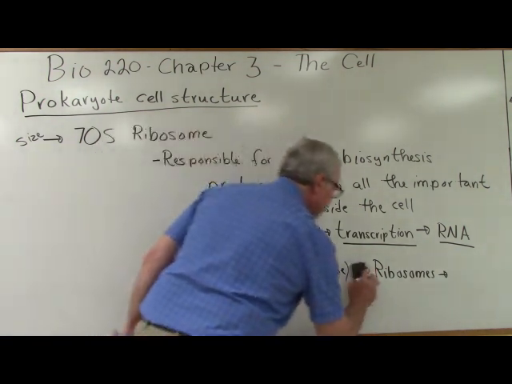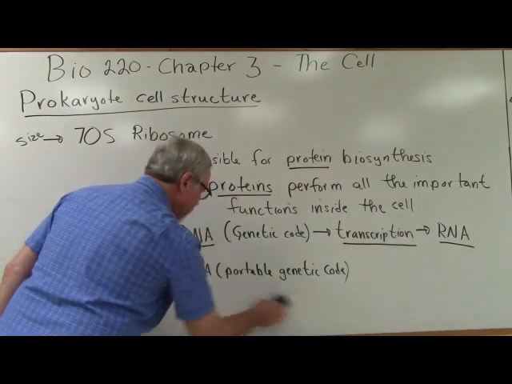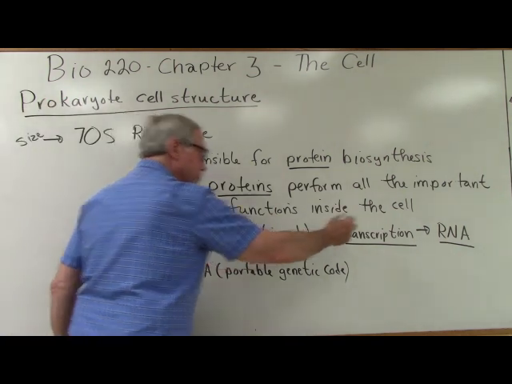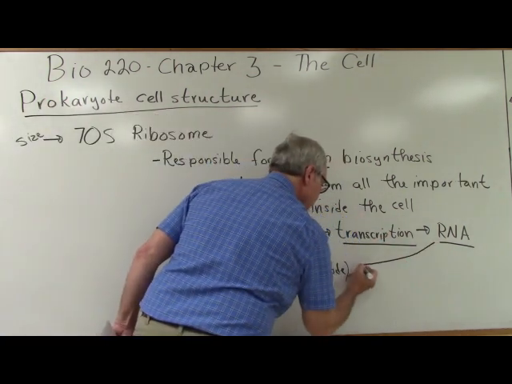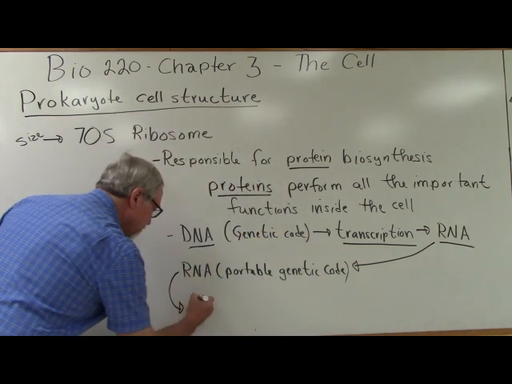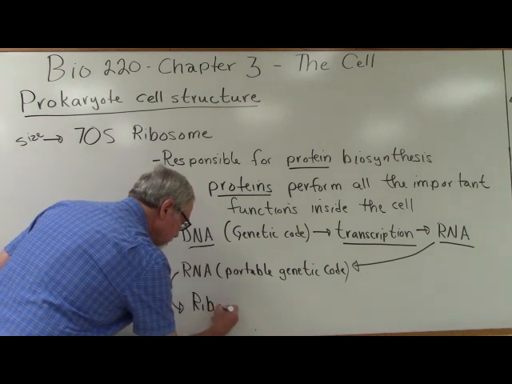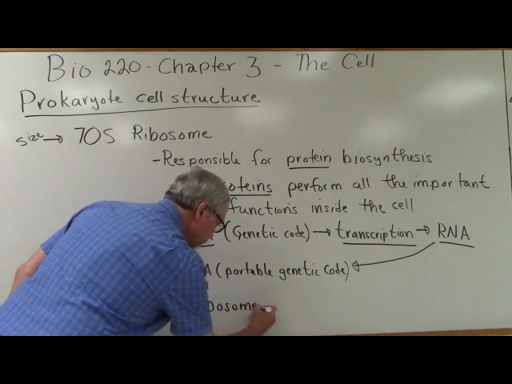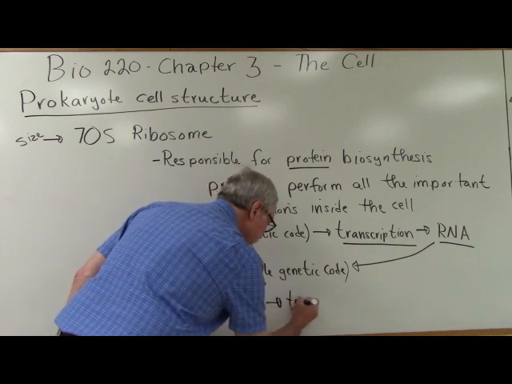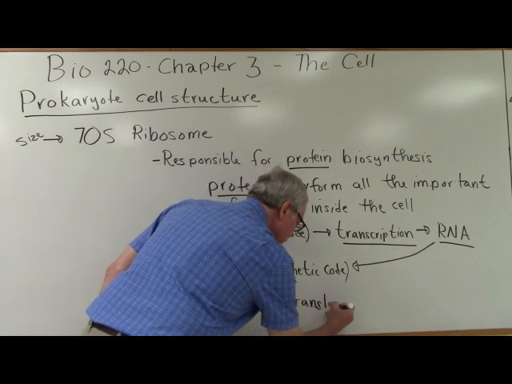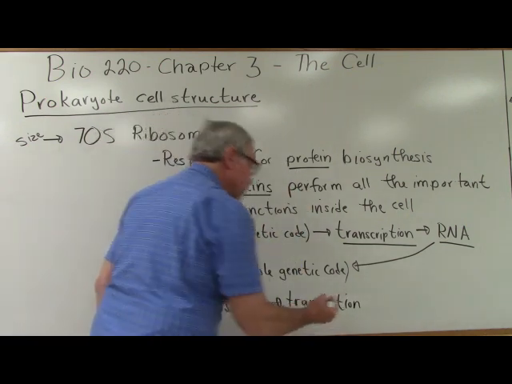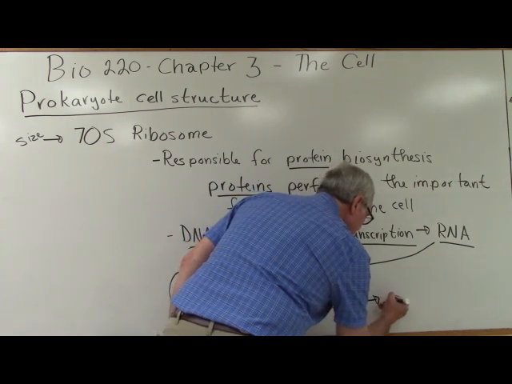Let's do it this way. I want you to have a picture at the end that makes sense. So the DNA goes by way of transcription to RNA, this portable form of genetic code. The RNA then goes to the ribosomes, where it's read and translated into a particular amino acid sequence that then makes up your proteins.